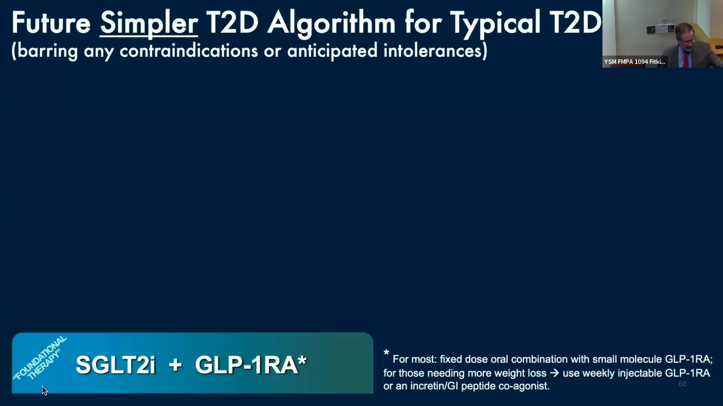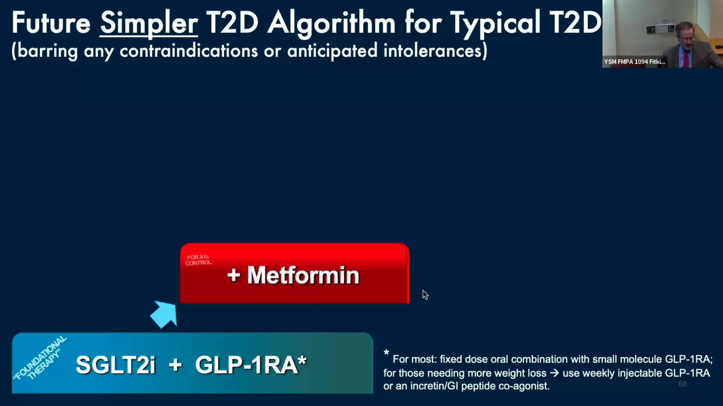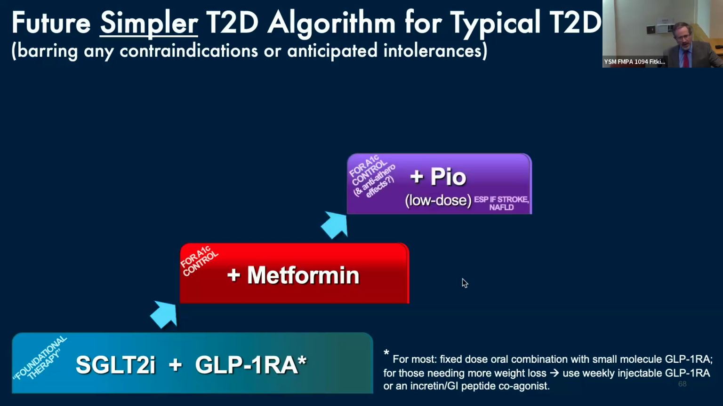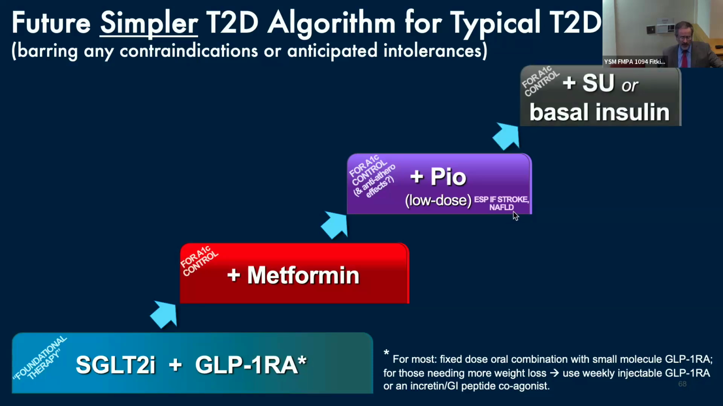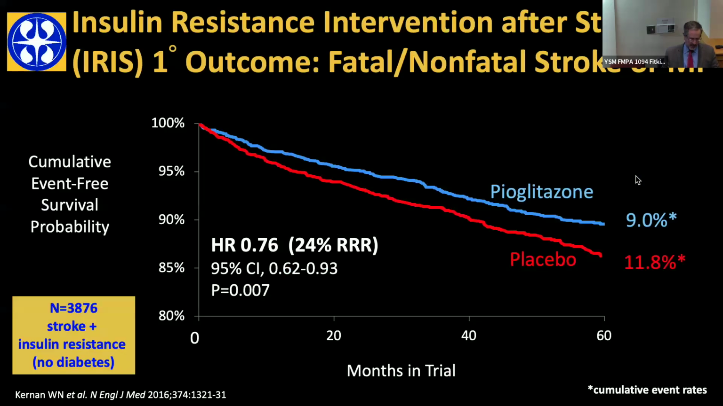But once the price point is down, irrespective of price, let's just talk about the science, all patients should be on this. And then you should add metformin if you need more glucose control. And then low-dose pioglitazone if you need more glucose control, especially if you've had stroke or fatty liver, where these drugs have been particularly effective. And then if you need it, and I think very few patients will actually require this, then you can use an SU or basal insulin. It'd be very, very simple, kind of a recipe, and it would probably control 95% of our patients with diabetes.